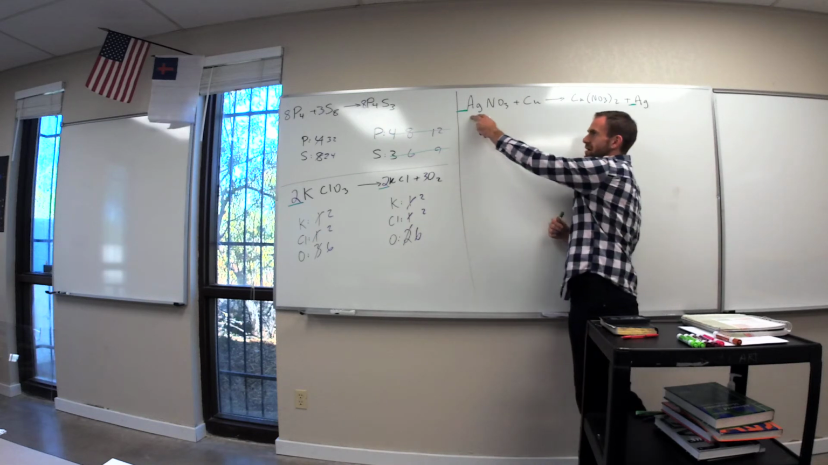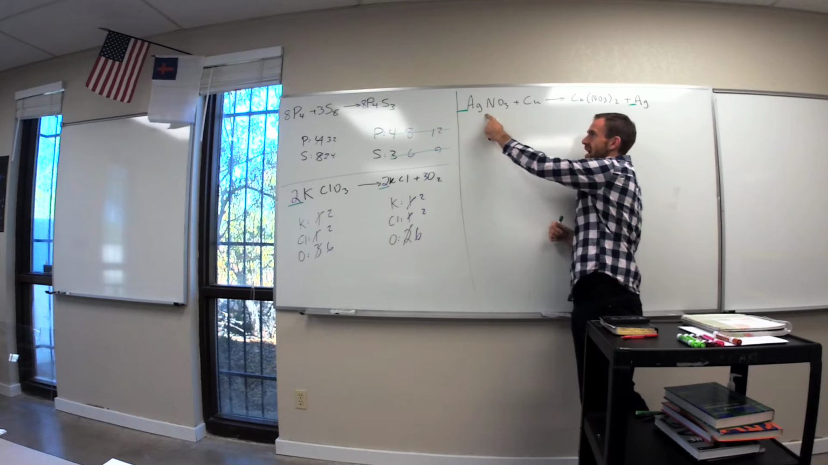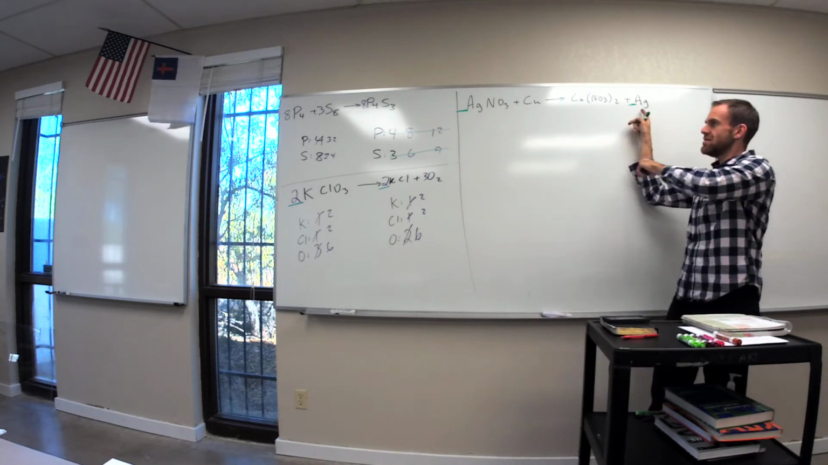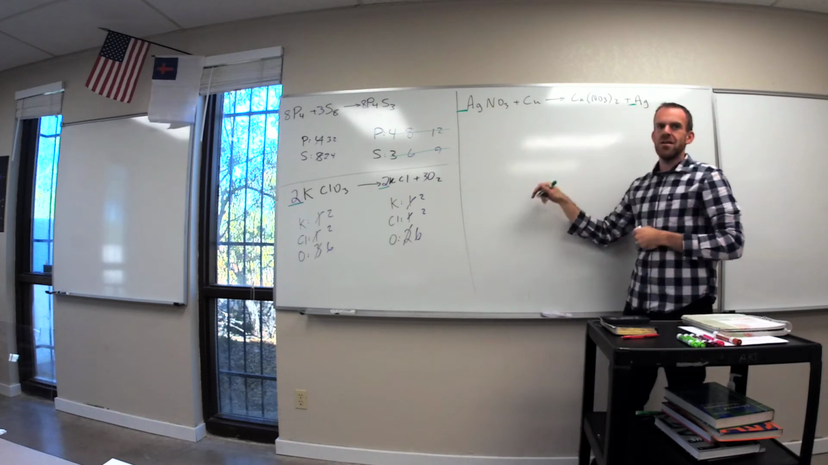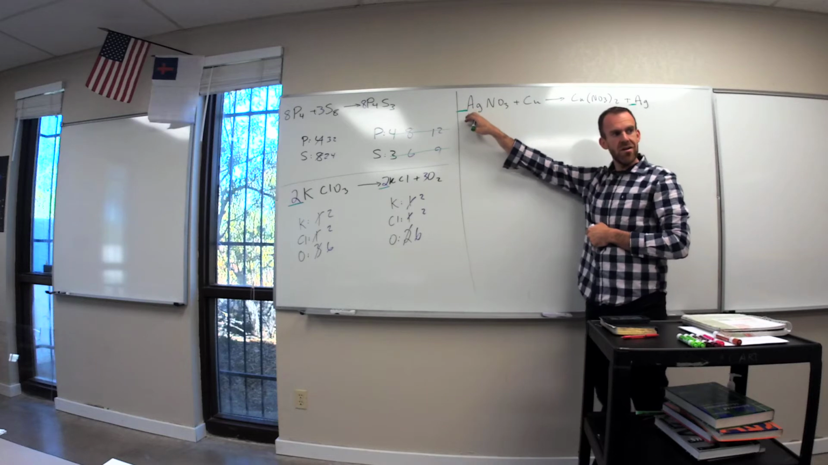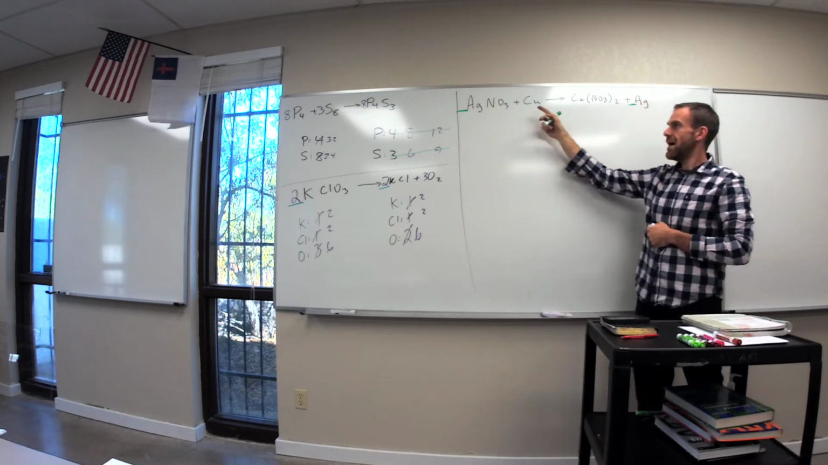So anytime I twist this knob, right? Anytime I add more of this guy, I have to add more of this guy. These two numbers have to be the same. Why? Because this is the only place where we see silver here. This is the only place we see silver here. So they have to match.